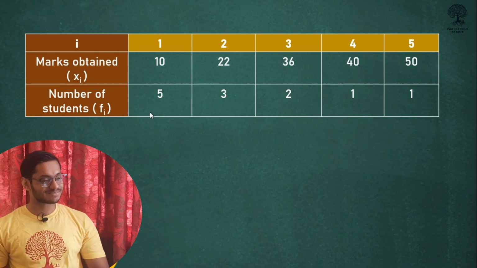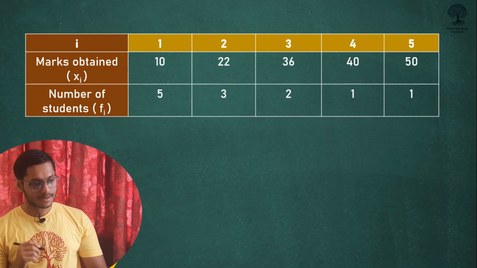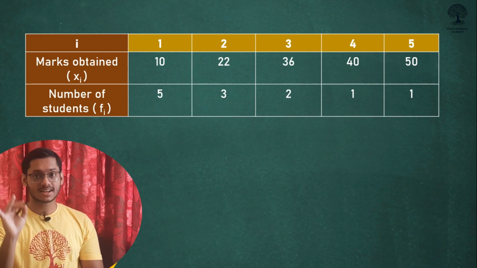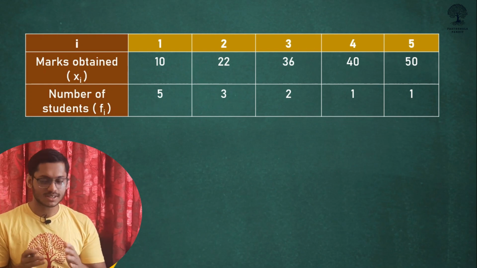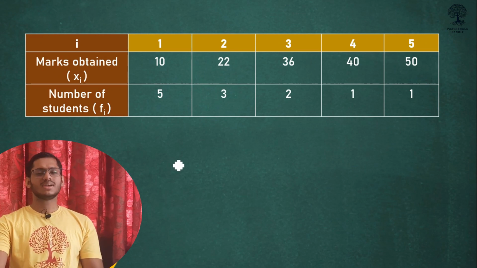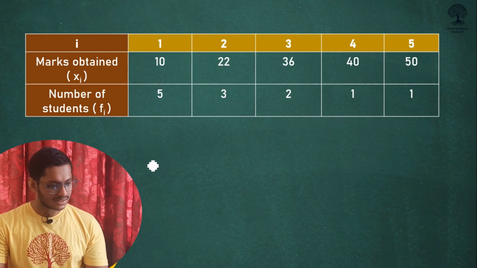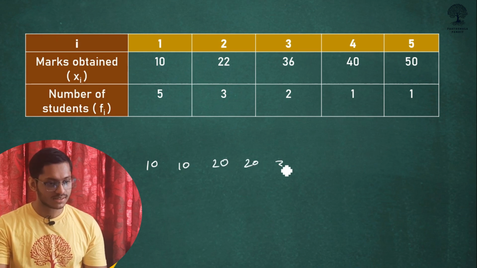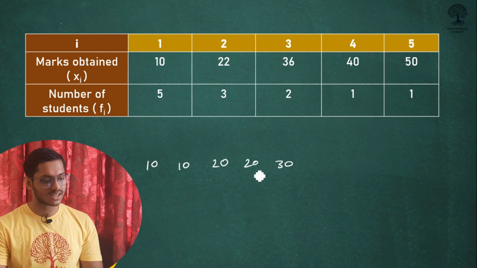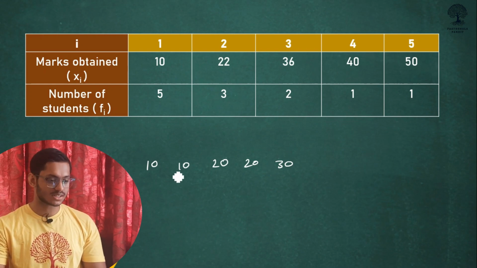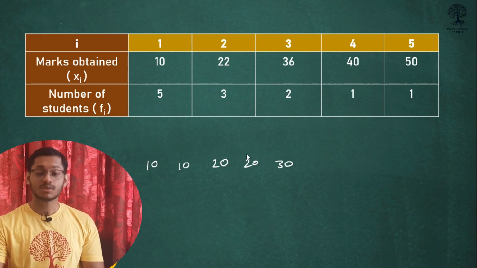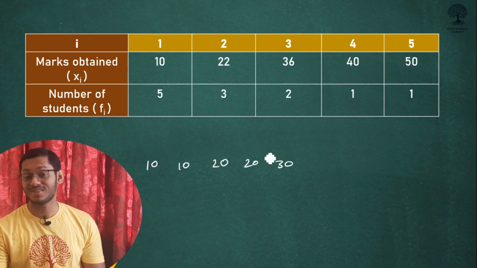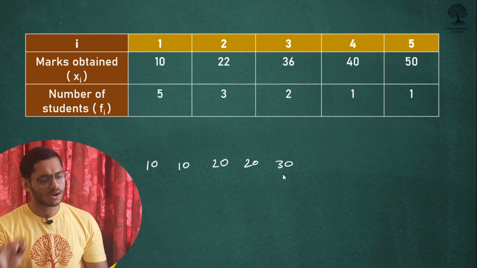Let's see what we generally do in the case of smaller data. Let's suppose we get something like this: 10, 10, 20, 20 and 30. This is just a sample data I'm taking. Suppose 5 students got these marks: 10 marks, 10 marks, 20 marks, 20 marks, and one person got higher marks than the others. He must be very happy. He got 30 marks.